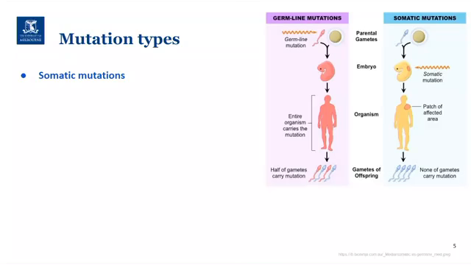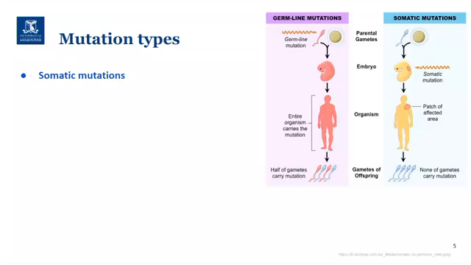Why they're not passed on? They're somatic cells. So for something to be passed on, it needs to be on your gametes, basically. So if you have a long time exposure to sunlight, you're more likely to develop skin cancer, for instance. That's something on a specific spot on your skin. That's not necessarily going to be transmitted to your offspring.